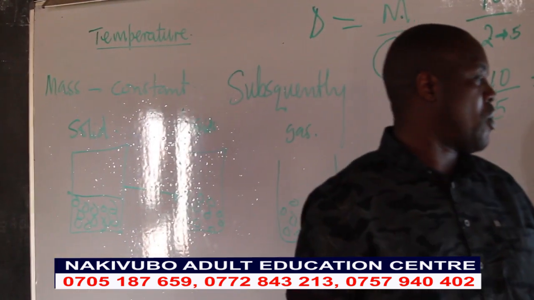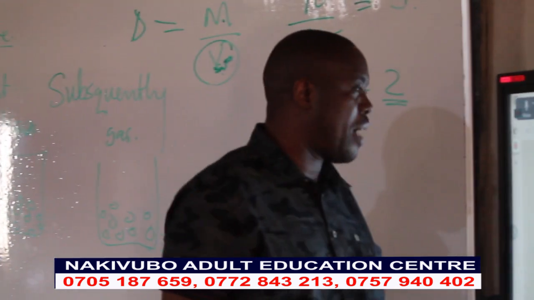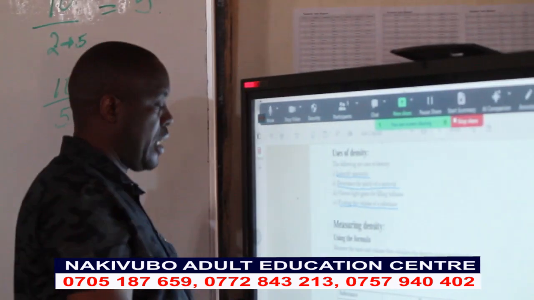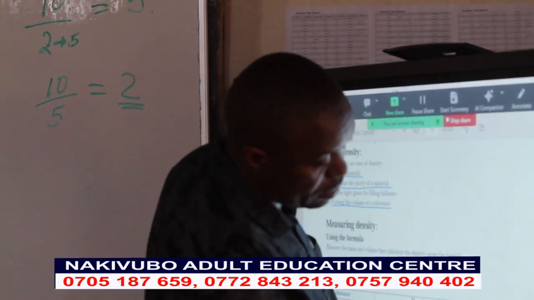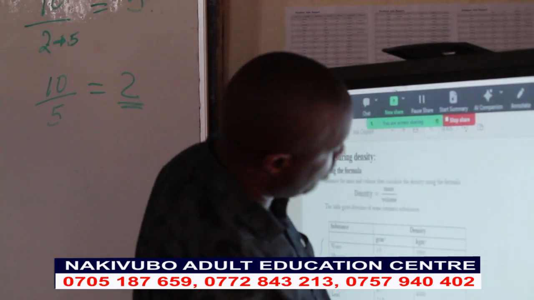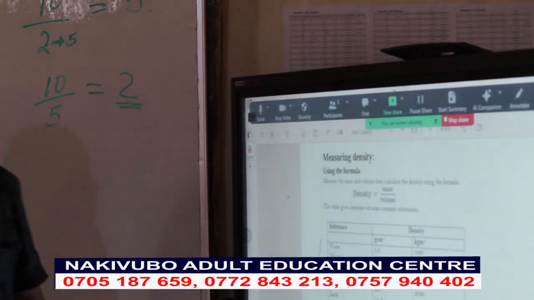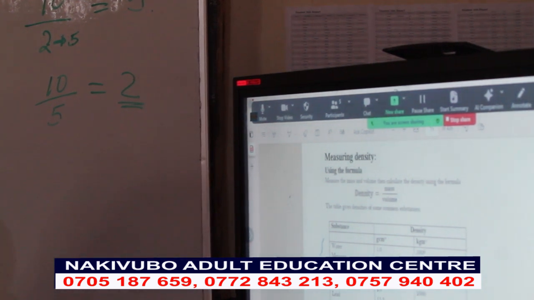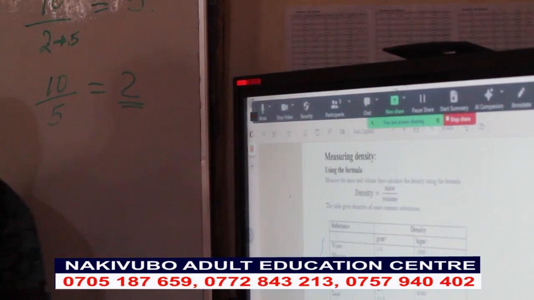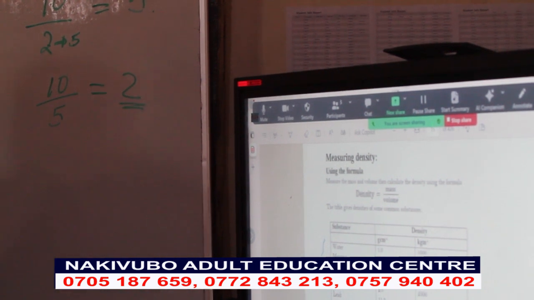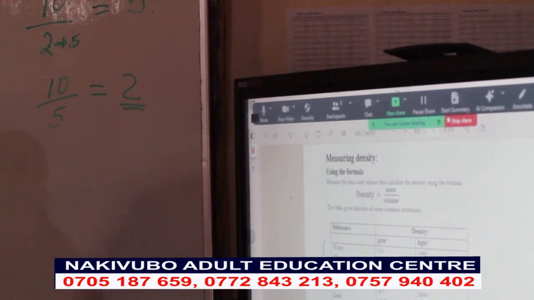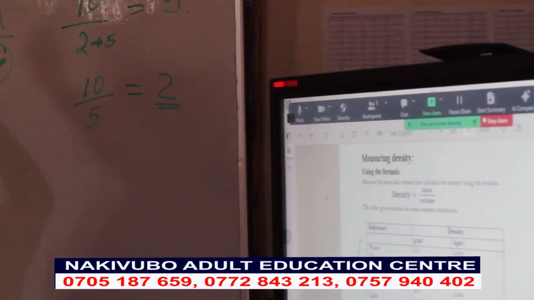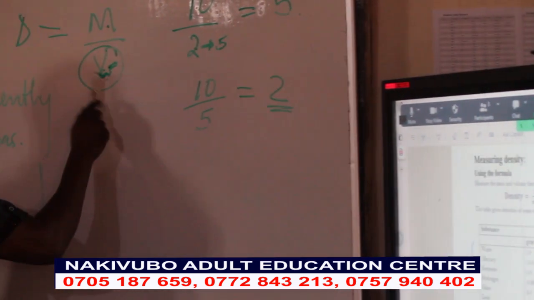Okay. Let's look at measuring density. Subheading, measuring density. How do we measure density? Density cannot be measured using a cylinder. What do we use to measure density? Look at the formula for density. We said density is equal to mass over volume.